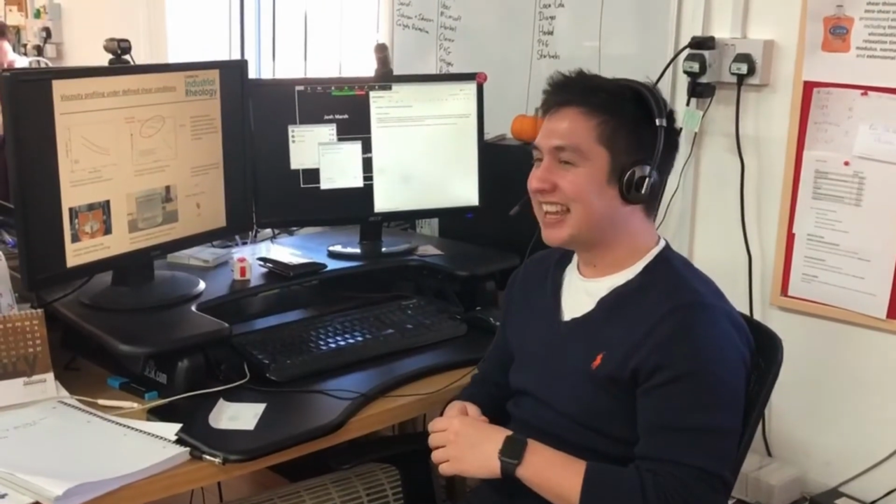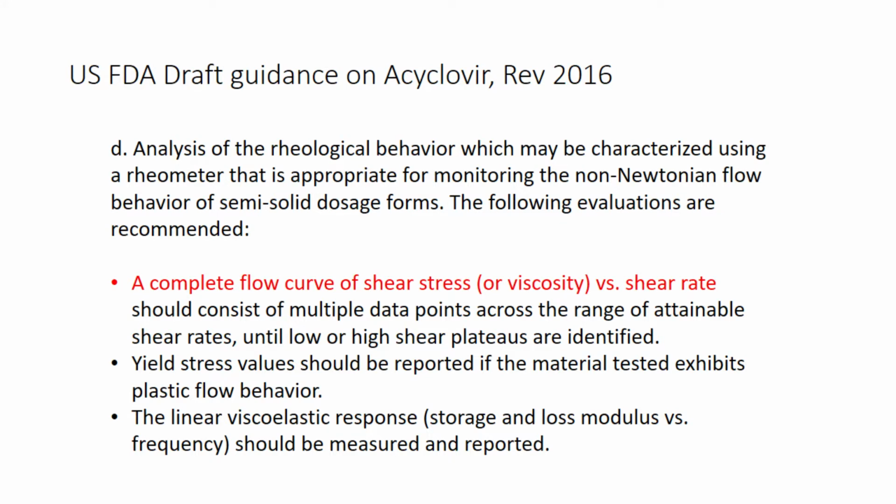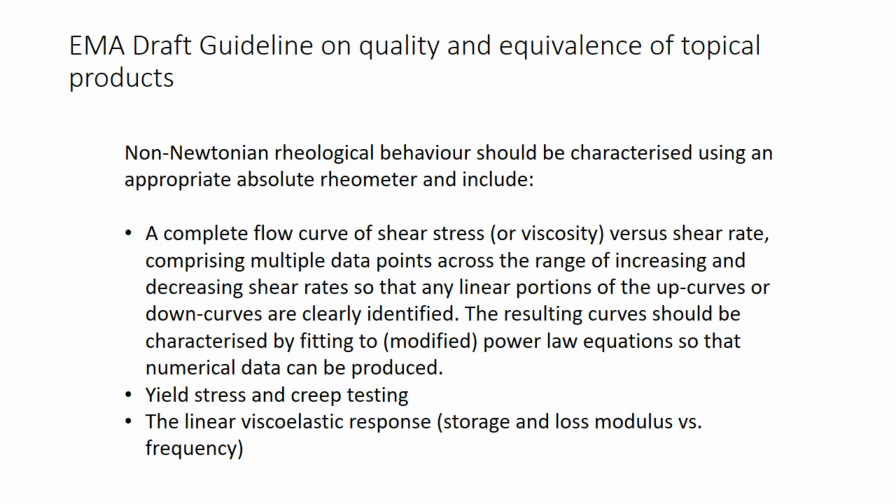But if you want to do this yourself, or you just want to get a better understanding of the properties involved, then here's a super quick guide. So what are the authorities typically asking for? Well, here's an example from the US FDA's draft guidance on acyclovir, a common generic topical. And here's an example from the European Medicines Agency, the EMA, draft guidelines on quality and equivalence of topical products. So let's pull out some of the key requirements in these.